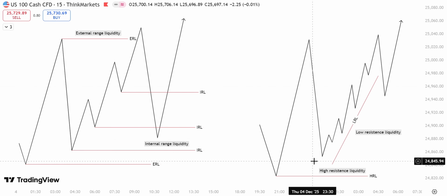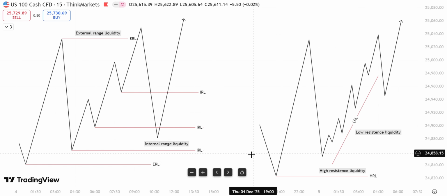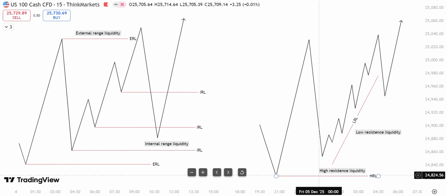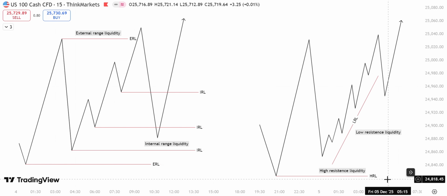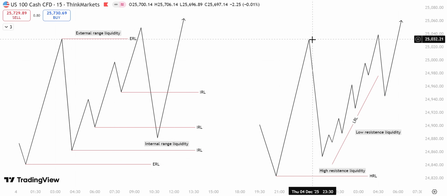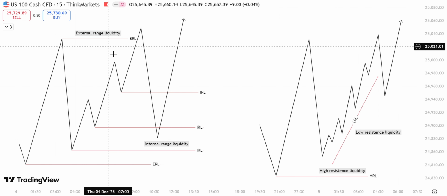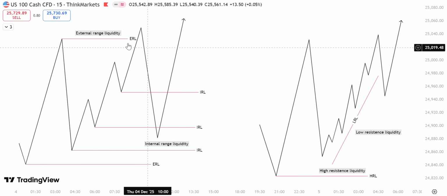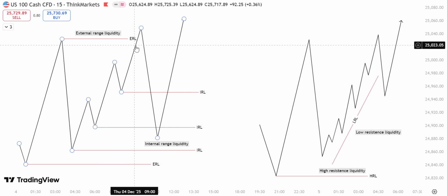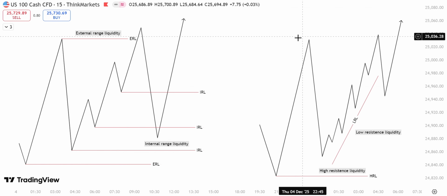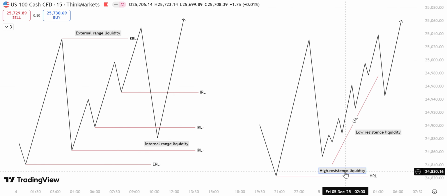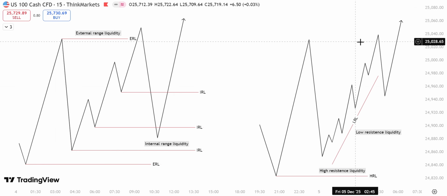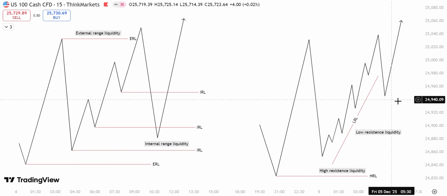High resistance liquidity is basically what I use for my stop loss. What is a high resistance liquidity? It's when you have a low or a high that is very unlikely to get swept. Why is it very unlikely to get swept? As you can see, we got this impulsive move. In this example, this high was our ERL. Now, this is not going to be our HRL. Why? Because this was targeted.